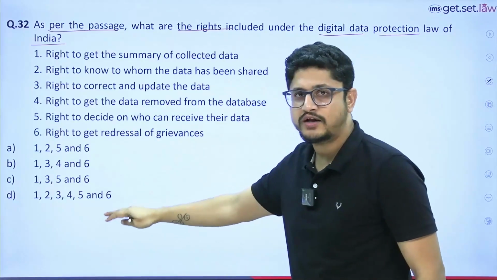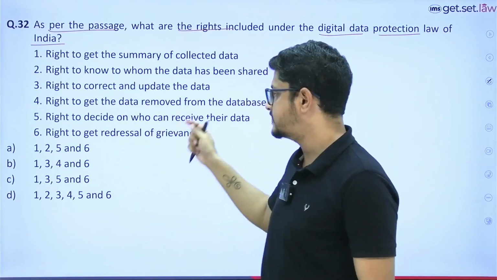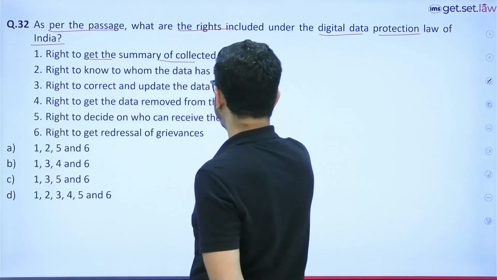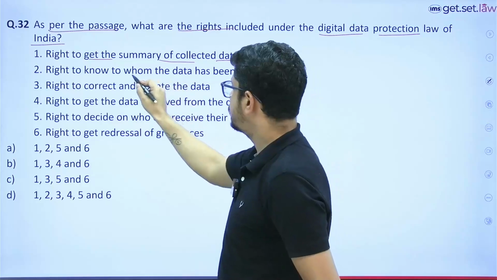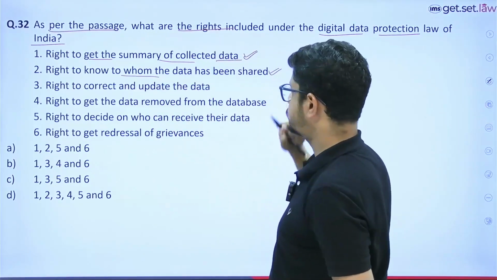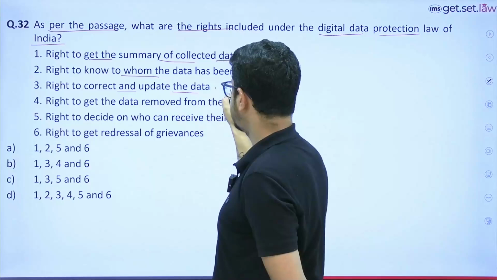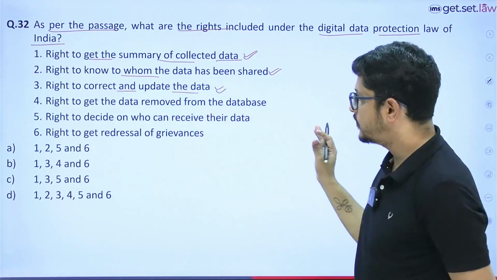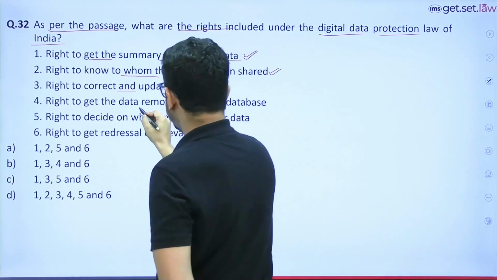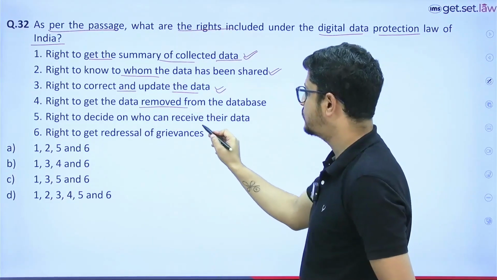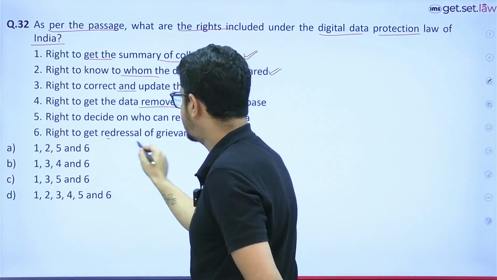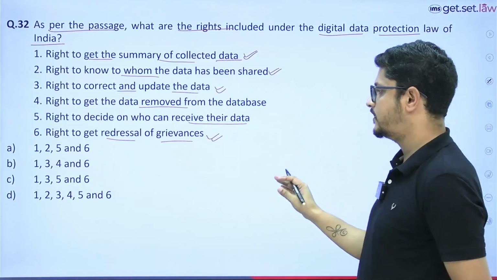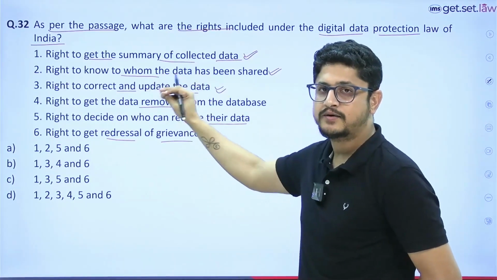When I solved this particular question, I just did elimination on what it talks about. First I'll understand. It says the right to get a summary of the collected data is also a right. The right to know to whom the data has been shared is also a right. The right to correct and update the data is also a right, because everything in relation to this was given in the last paragraph, so you could have gone there and checked it. The right to get the data removed, so erasure is also there, to decide who can receive their data, and the right to get redress of grievances also. So don't you think all these statements are outrightly covered under my right to privacy and data protection?